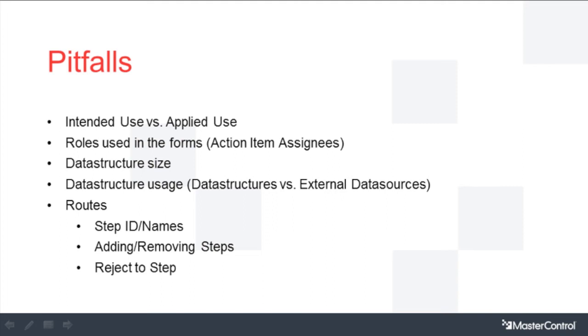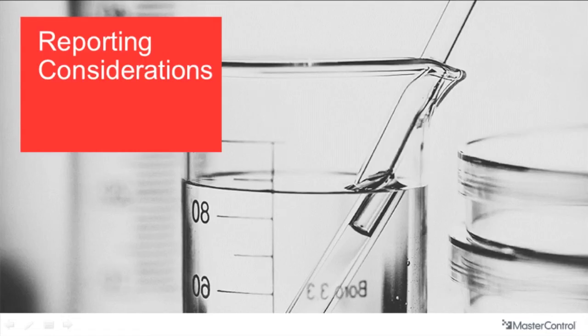Don't just throw a reject a step in any step of the route. It could be problematic. And you can only reject back to a data entry step, just as kind of a caveat to that. Any questions on routes and these pitfalls? Okay.